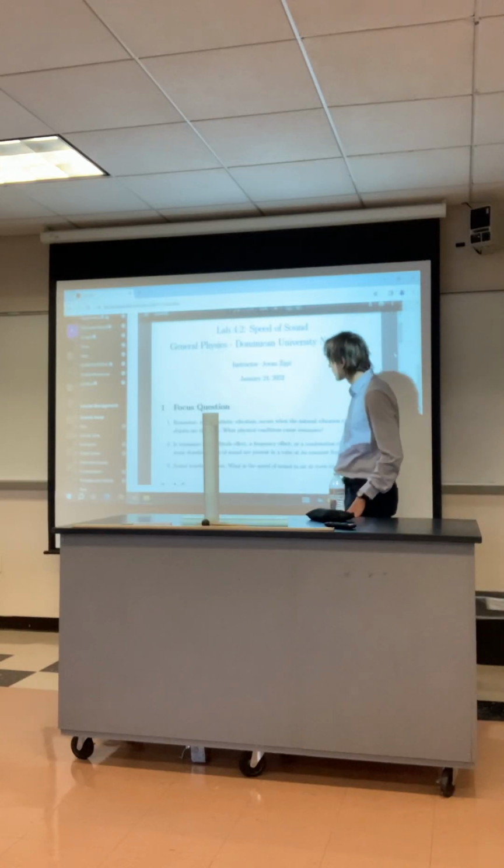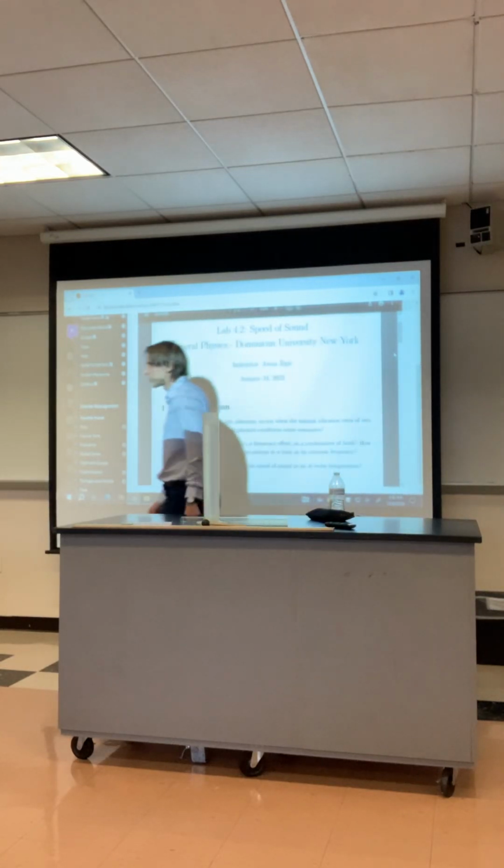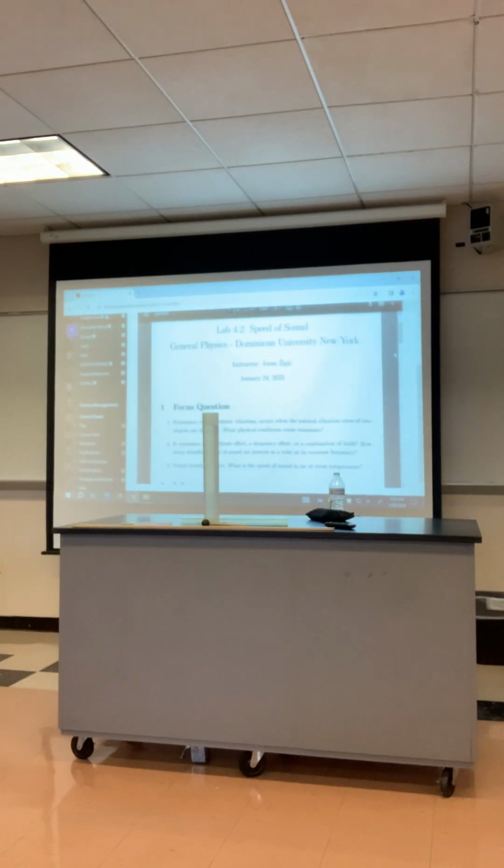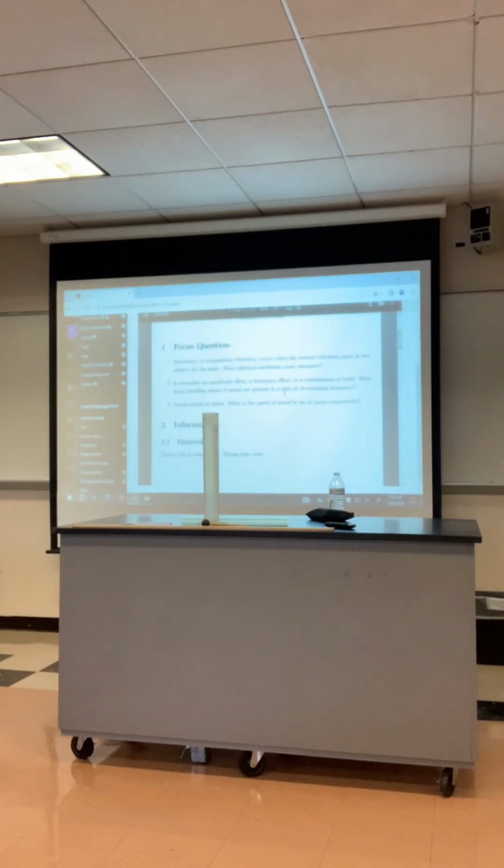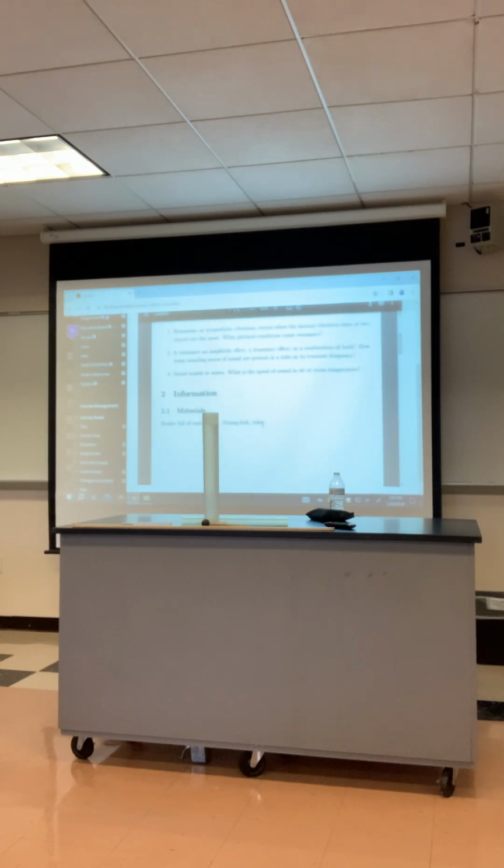Lab 2, covering chapter 15, is on the speed of sound. And the focus question is looking at resonance or vibration. We don't really know too much about it because we haven't covered the chapter, but we do know something about amplitude and frequency. As always, you can look through the notes to figure out the theory relating to this lab, and you'll probably need some if there's something else added to the lab.